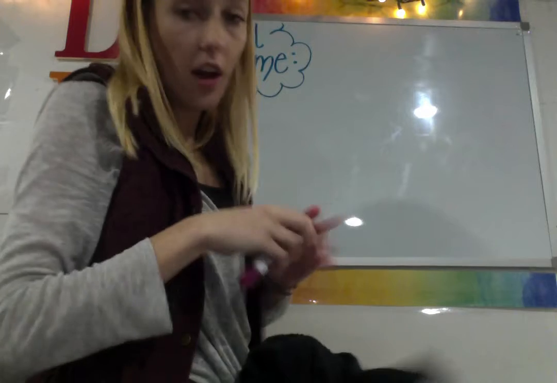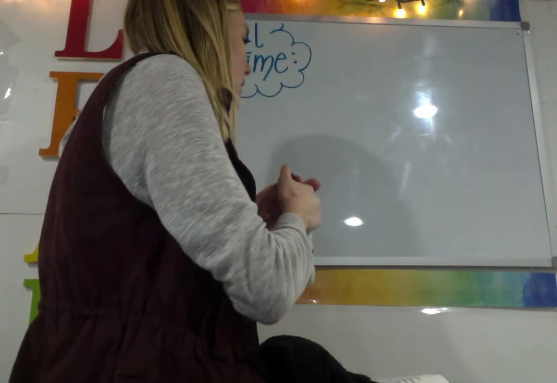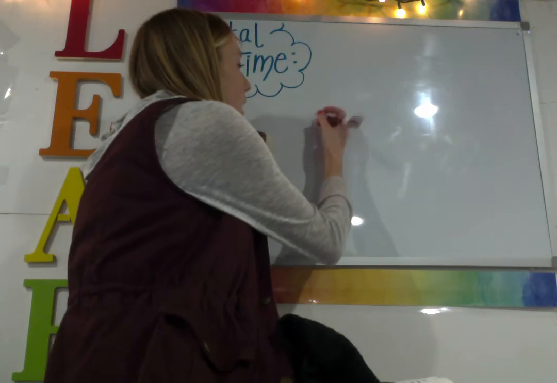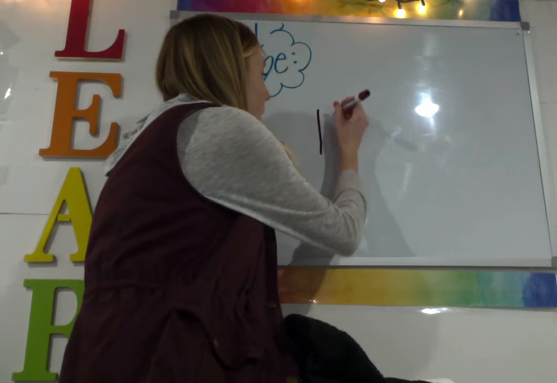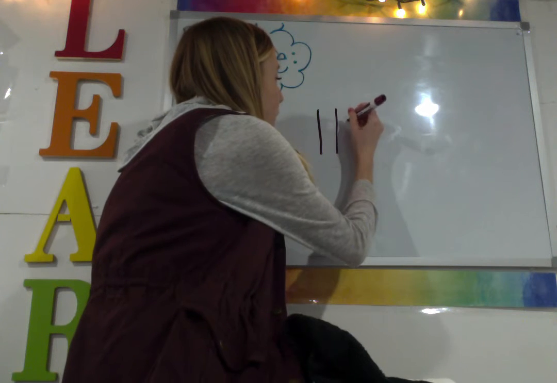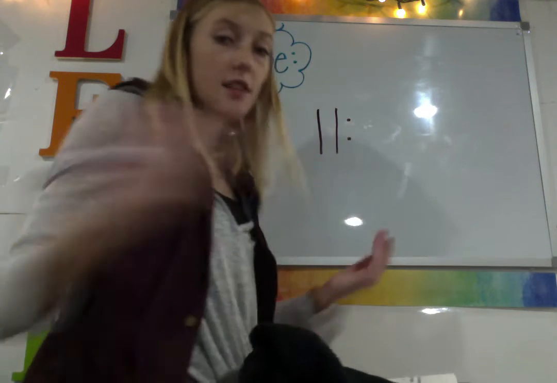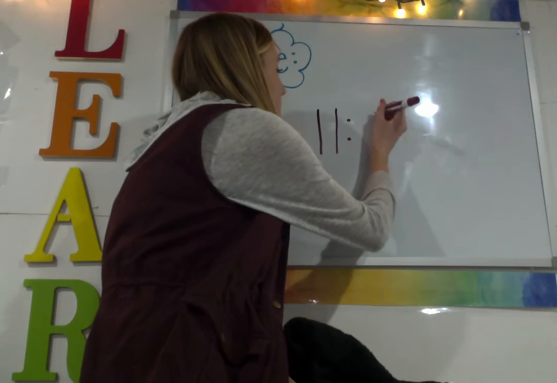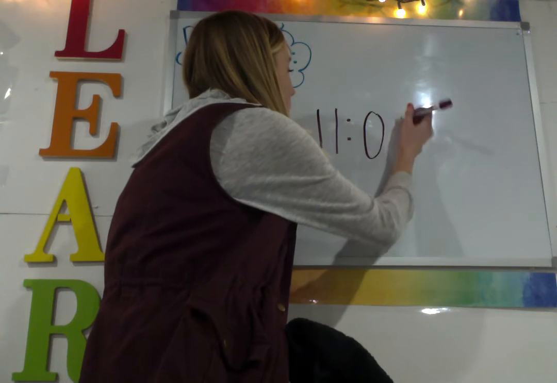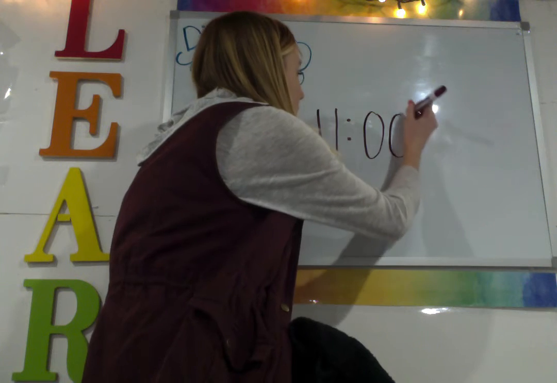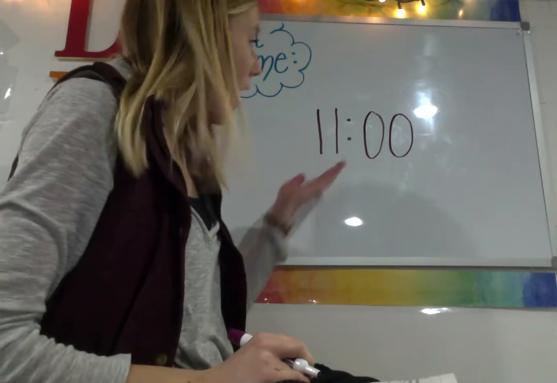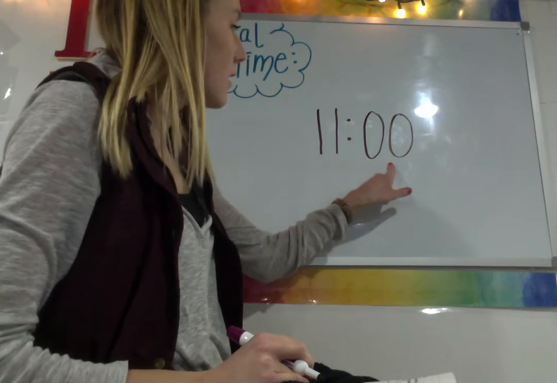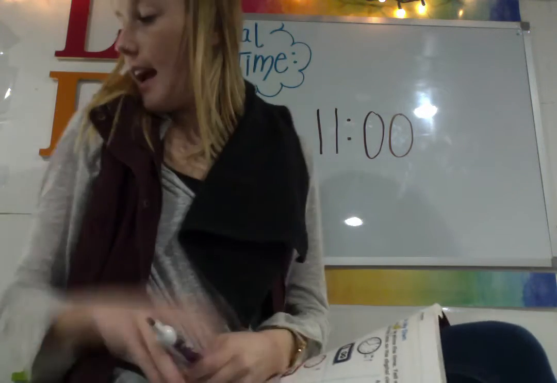it's 11 o'clock. So I need to write the number 11 for my hour. And then for my minutes, since it's o'clock and no minutes have passed, it's going to be 0, 0. That's what 11 o'clock looks like. 11, 0, 0. Let's take a look at number 2.